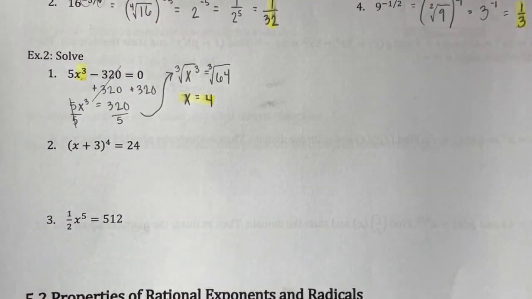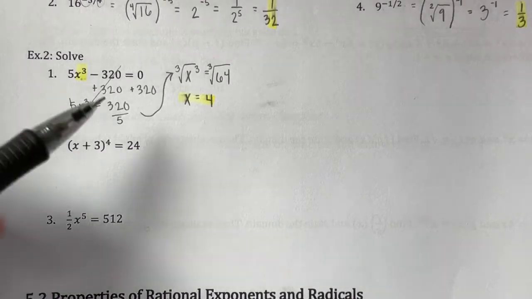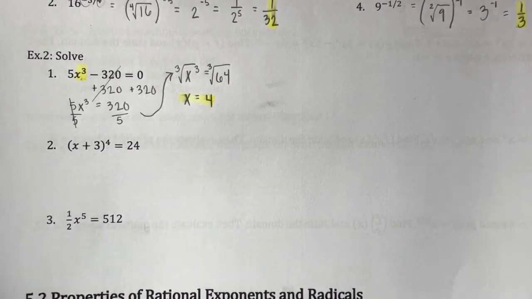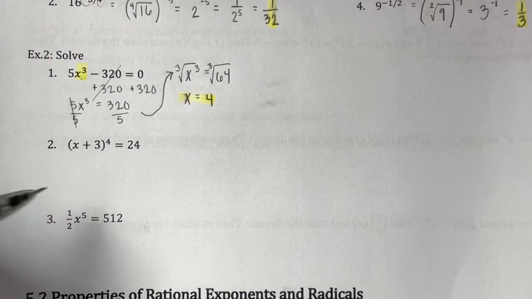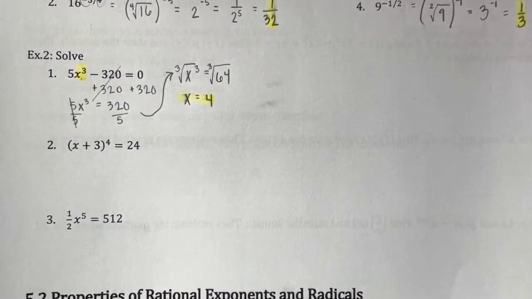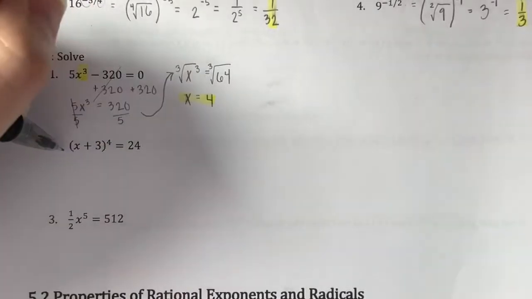And then for number 2, it's x plus 3 to the 4th equals 24. So now what's being raised to the 4th power is already isolated. There's nothing added after it or multiplied before it. So if I want to get rid of the 4th power, I can just go ahead and 4th root both sides now to cancel out the 4th power.